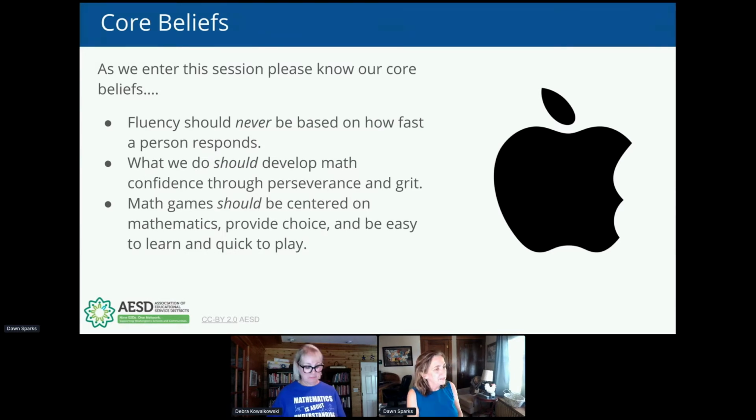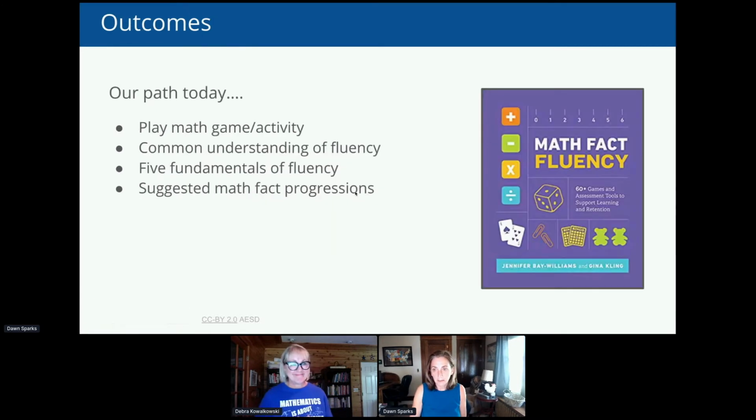Deborah, is there anything you want to add on to that? No, I think, Dawn, you've covered those so fluidly. And again, we didn't start out with this. This has been an evolution for you and me over the last couple of years, and because of COVID, getting to facilitate and work together. So thanks. Awesome. Okay, so moving on. Our path today.